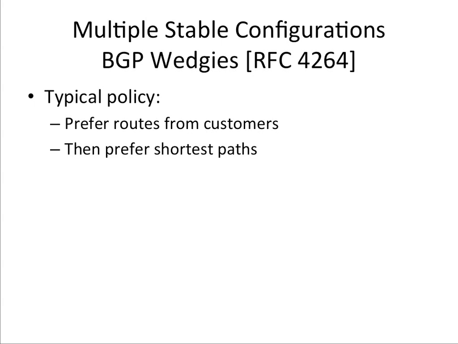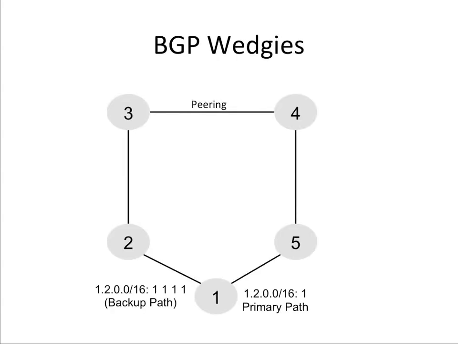It turns out if we use policies such as this, we can end up in a situation in which there are multiple stable configurations. And one of the stable configurations is something that we don't desire. And that's a problem. If the protocol converges on a route and it's perfectly stable, but that's not the configuration we want, that's a problem. Right? So here's one example.